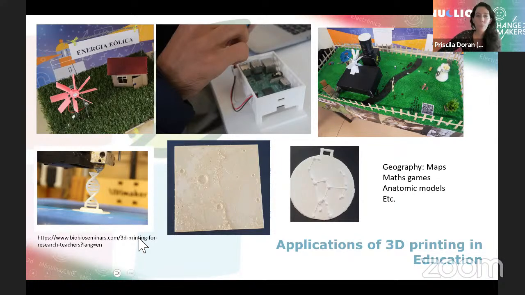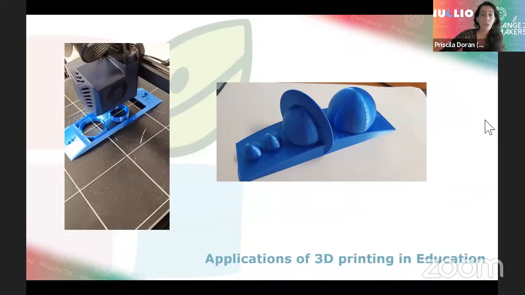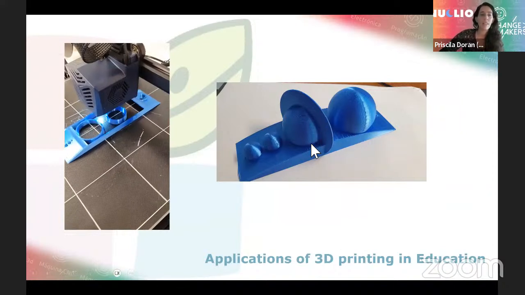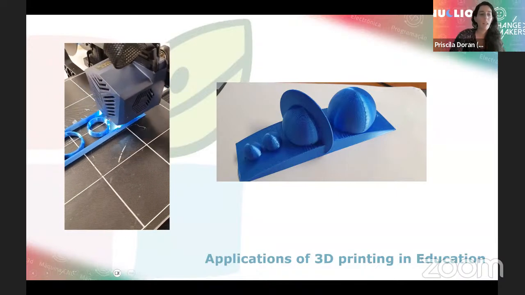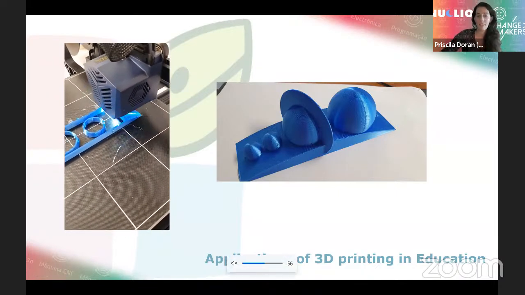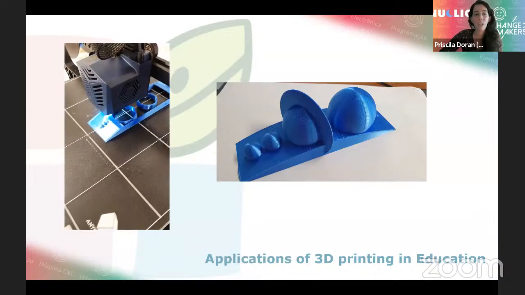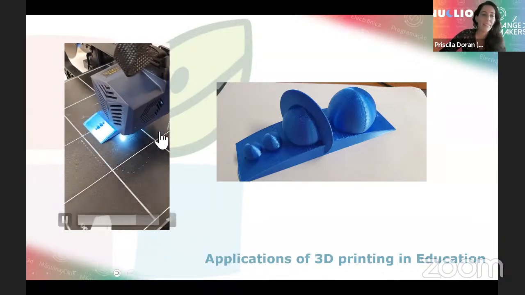But it can also be used for many other purposes, like, for example, building DNA prototypes so that students can learn in a more hands-on way. You can build tactile surfaces for people that are visually impaired. You can design models of the solar system. And, you know, these are just a few ideas. Here you can see the printer printing.